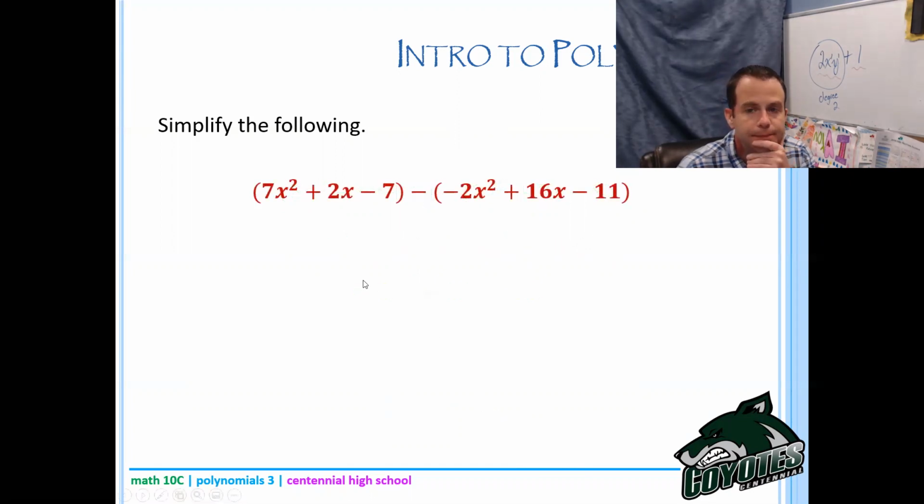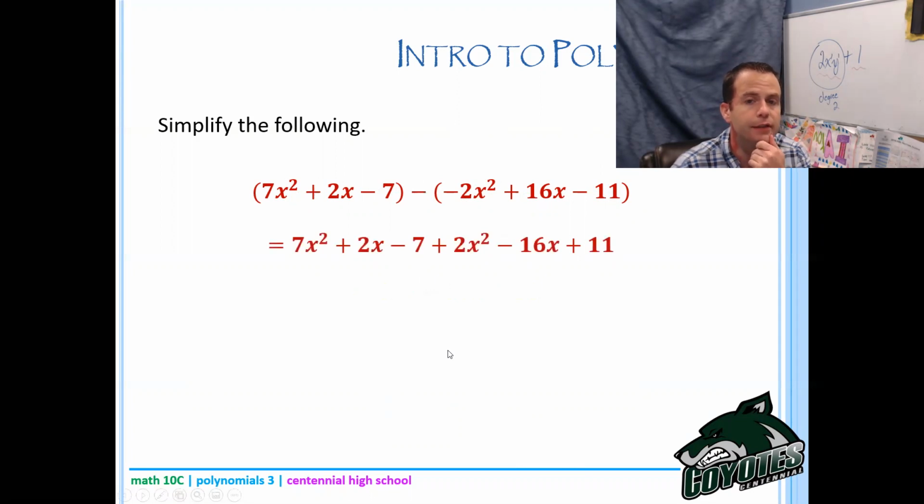Okay, try this guy. Lots of practice here because I want to make sure you're super comfortable with this. Remember, the negative will get distributed. So the first line I want to see is what's on top, except all the brackets dropped. So that should look like this. Now we're ready to combine like terms. And you should end up with 9x squared minus 14x plus 4.